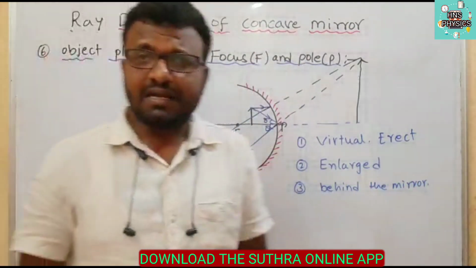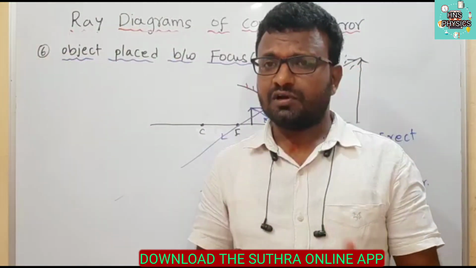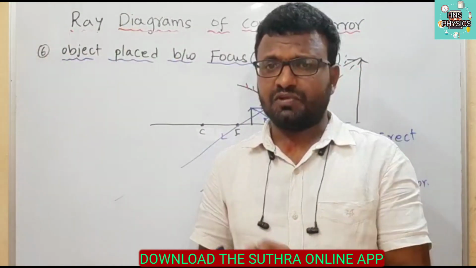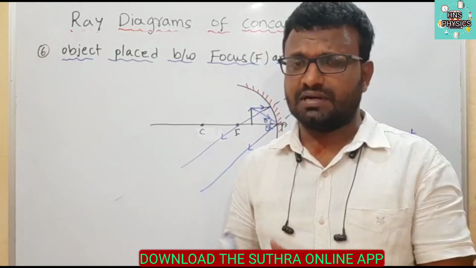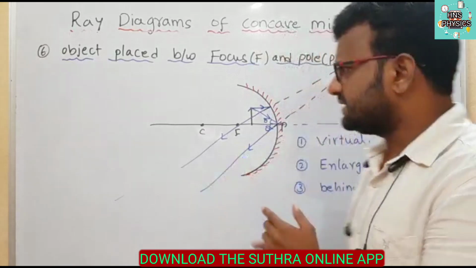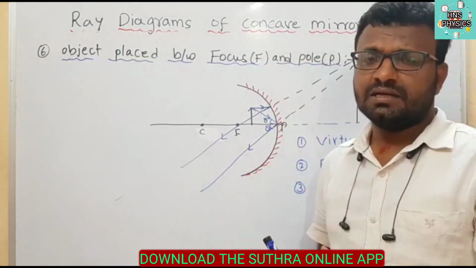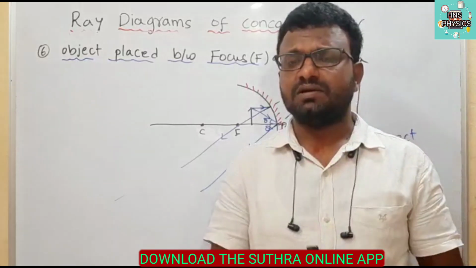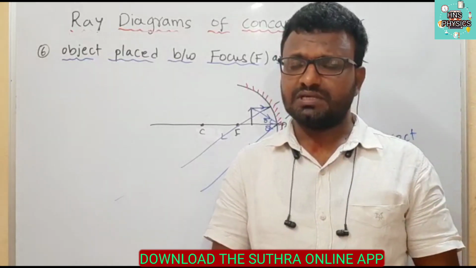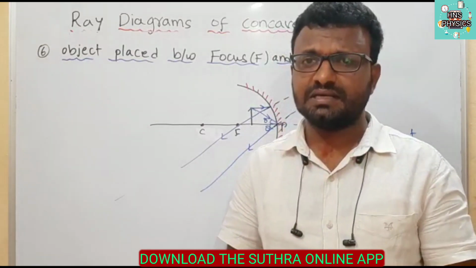So these are the ray diagrams of the concave mirror. What you observe here: in the first to fifth cases, the concave mirror gives a real, inverted image. But in the sixth case, the concave mirror gives a virtual, erect image. So the concave mirror gives a real image as well as a virtual image. These rules and ray diagrams are very, very important for 10th class.